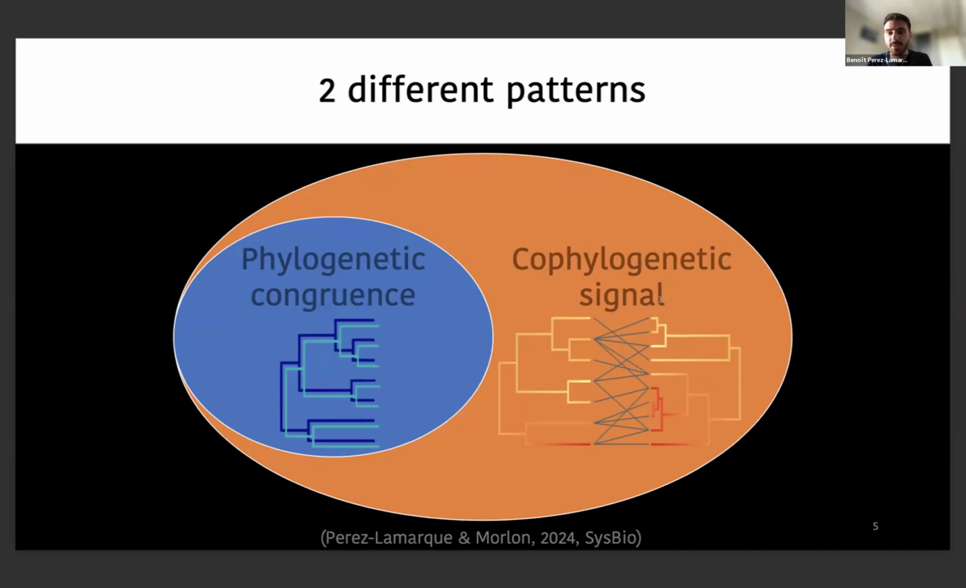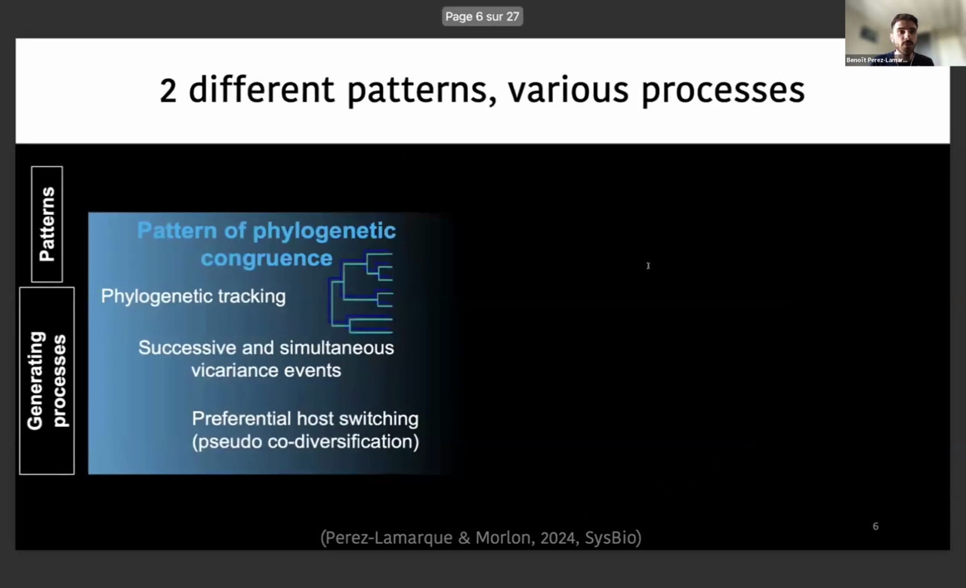But if there is a pattern of co-phylogenetic signal, it doesn't mean that there is a pattern of phylogenetic congruence. These two patterns have been mixed in the literature in the last decades, and it's pretty important to be able to distinguish the two because they can be linked with different processes. For instance, a pattern of phylogenetic congruence can be due to phylogenetic tracking, to co-diversification, when the symbiont, for instance, follows the host diversification and experiences co-speciation events, events of transfer, events of duplication or losses. It can also be due to successive and simultaneous vicariance events happening at the same time for the host and the symbiont.